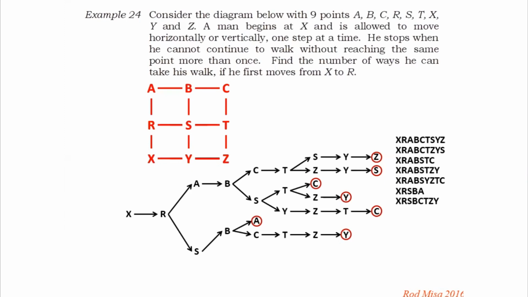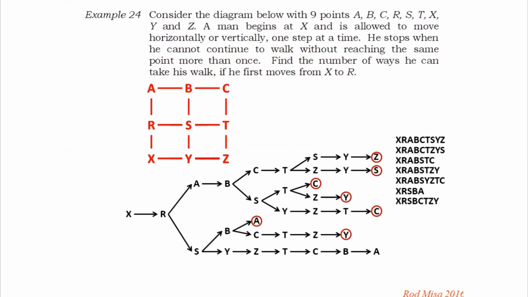But suppose his road started at point X, then moved to point R, point S, but instead of moving to point B, he moves to point Y, and then point Z, point T, point C, point B, point A, and at that point, he cannot move anymore since he has passed already the points B and R.